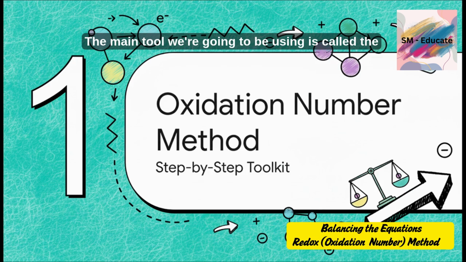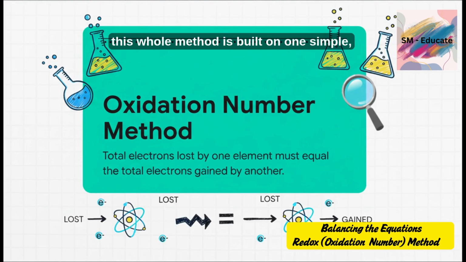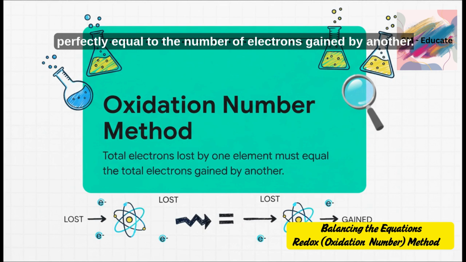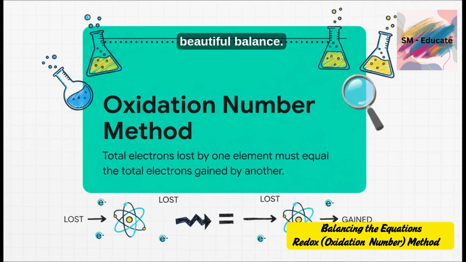The main tool we're going to be using is called the oxidation number method. Just think of it as your reliable, step-by-step guide for untangling even the messiest looking reactions. This whole method is built on one simple, fundamental rule of nature. You can't just lose electrons into thin air. In any of these reactions, the number of electrons lost by one thing has to be perfectly equal to the number of electrons gained by another. It's a perfect exchange. Our job is just to make the equation show that beautiful balance.